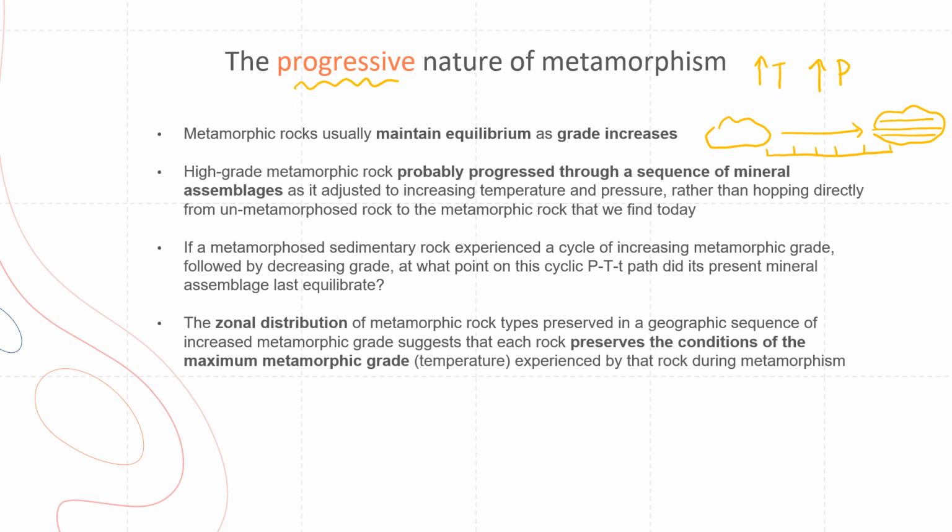So knowing that these rocks go through these steps, we can also trace back those steps to understand how it was formed, all the way back to when it was a protolith. So knowing this, let's have a look at this example here. If we have a metamorphosed sedimentary rock and it's undergone a cycle of increasing grade, so we have your sedimentary rock, it's undergone an increasing grade of metamorphism followed by a decreasing grade.